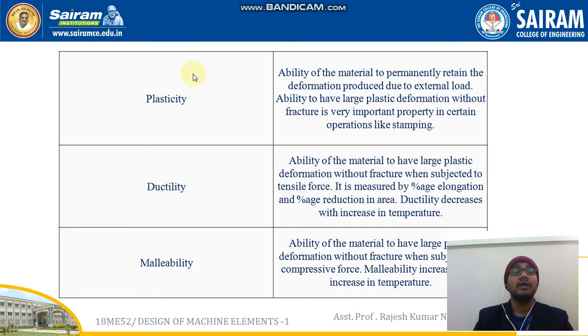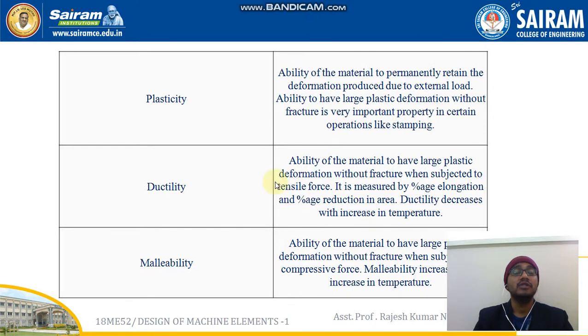The next mechanical property is plasticity, which can be defined as the ability of a material to permanently retain the deformation produced due to the external load. Examples we can say are some stamping operations, coins and other things. And the next property is ductility, which is the ability of a material to have large plastic deformation without fracture when subject to tensile force.